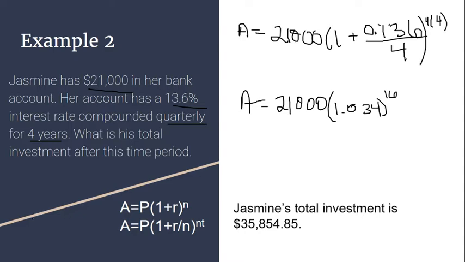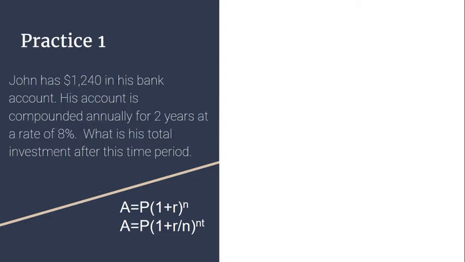Alright, so now that we've done 2 examples, let's see if you can do one on your own. Practice problem. John has $1,240 in his bank account. His account is compounded annually for 2 years at a rate of 8%. What is his total investment after this time period? Go ahead, pause the video, and complete this problem and see what you get as your answer.